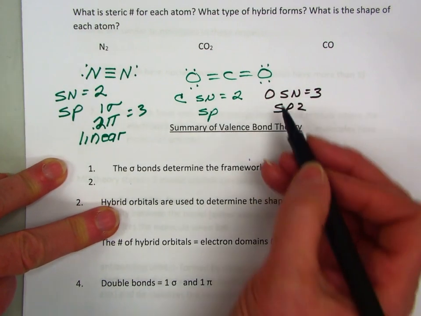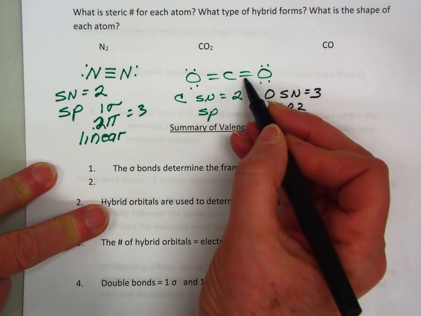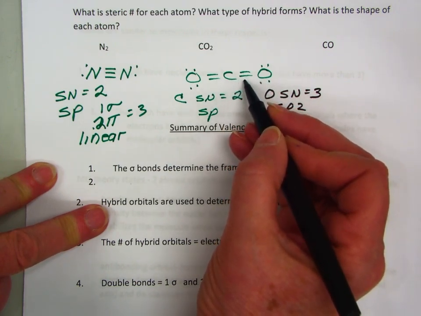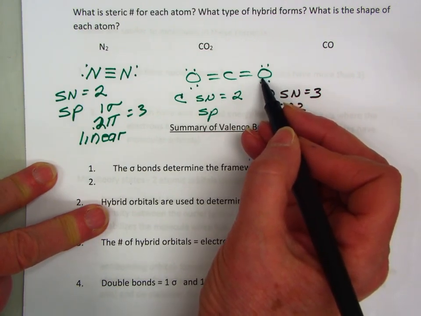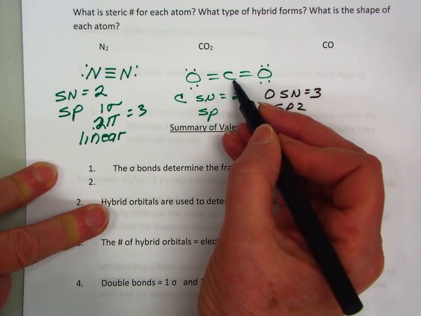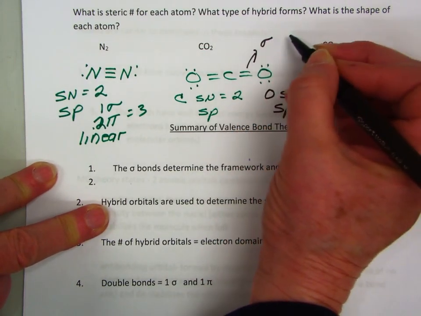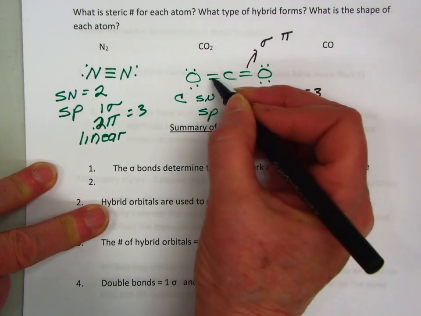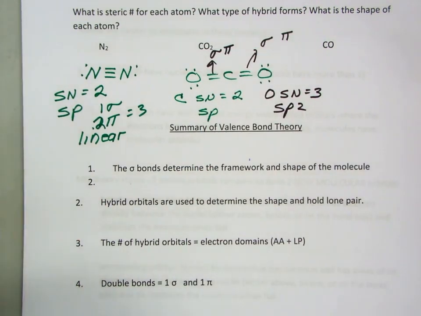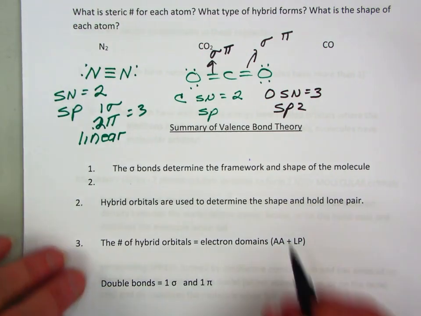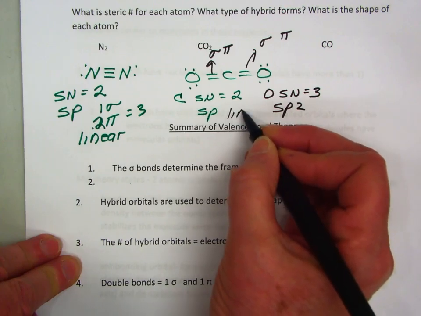hybrid. So oxygen's sp2 hybrid makes a sigma bond here with carbon's sp hybrid, and then oxygen's 1 unhybridized p makes a pi bond with carbon's unhybridized p. So in each bond area we get a sigma and a pi. And over here I have a sigma and a pi. So the whole molecule is going to be linear because the central atom has sp hybrids. So this whole thing is linear.